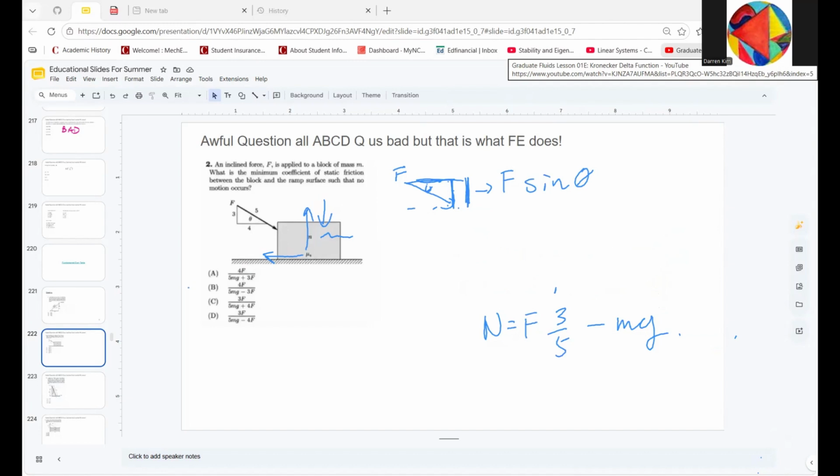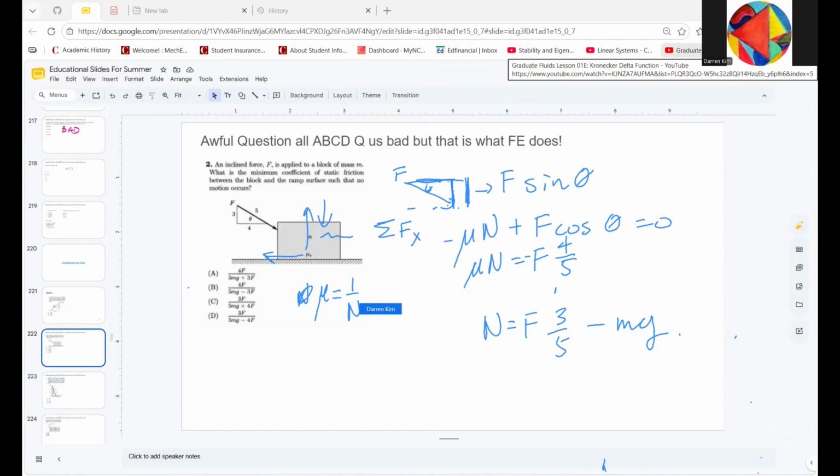We can erase the rest. We can sum over the x direction, which will give you friction, which equals mu N. So let me just delete all the rest and just write mu N, because mu N is easier. Mu N is negative, and then positive is the force cosine theta equals 0. Do I want to flip the sign? Yeah, probably. So instead I can just write mu N equal minus 4 divided by 5. And then I can do mu equal 1 divided by N, negative 4 divided by 5.